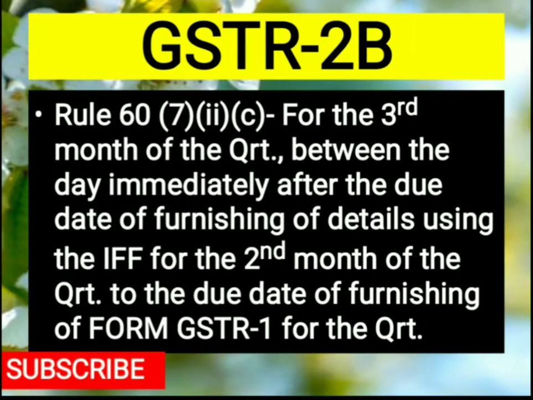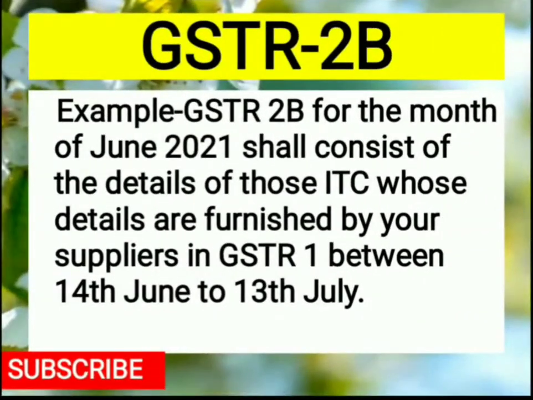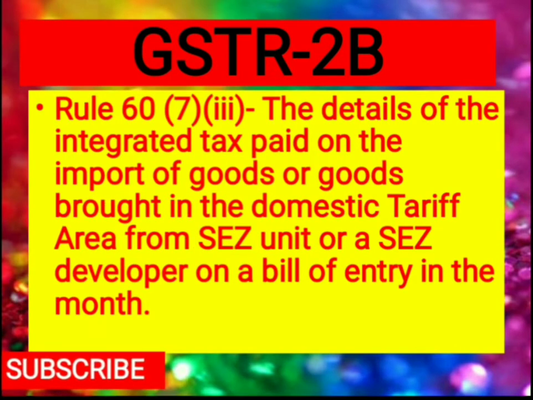For the third month of the quarter, between the day immediately after the due date of furnishing of details using the invoice furnishing facility for the second month of the quarter to the due date of furnishing of Form GSTR 1 for the quarter. For example, GSTR2B for the month of June 2021 shall consist of the details of those ITC whose details are furnished by your suppliers in GSTR 1 between 14th June to 13th July. Further, as per clause 3 of subrule 7 of rule 60, the details of the integrated tax paid on the import of goods or goods brought in the domestic tariff area from a special economic zone unit or a special economic zone developer on a bill of entry in the month.